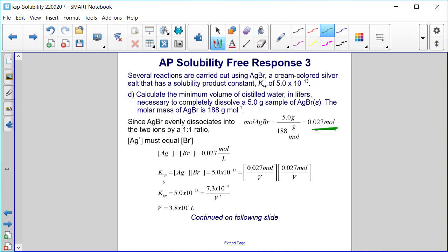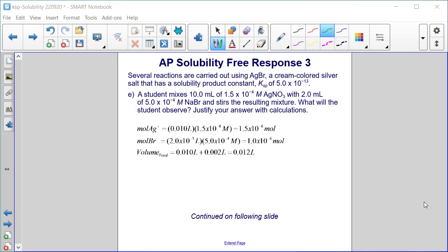Our Ksp is equal to the silver ion concentration, 0.027 moles per some volume. I didn't put liters here because we don't know the volume. It's the same for bromide. Set that equal to the Ksp, and now we just have to solve for V. So 3.8 times 10 to the 4th liters. So that's a lot, right? 38,000 liters of water is what would be required to dissolve a 5-gram sample of silver bromide. So it's not very soluble.